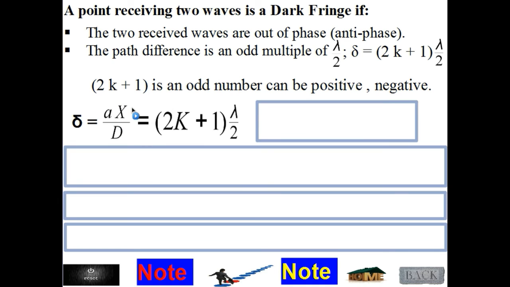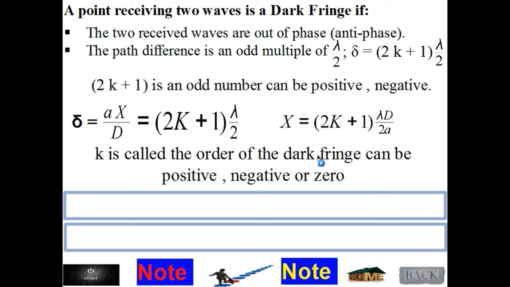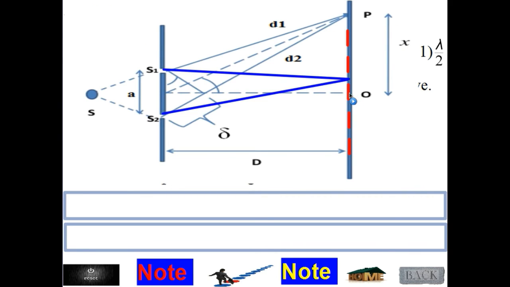So we can write the expression of the position of the center of dark fringes, x equal (2k plus 1) lambda D over 2a. K is called the order of the dark fringe, can be positive, negative, or 0. We don't have a zero order dark fringe. We have the zero order bright fringe.